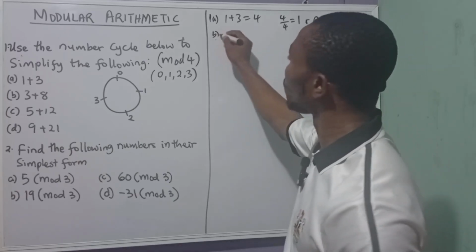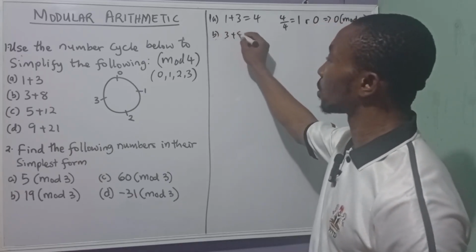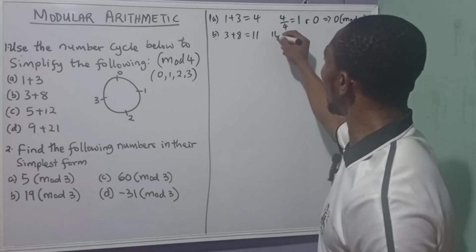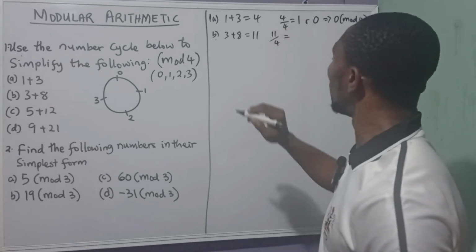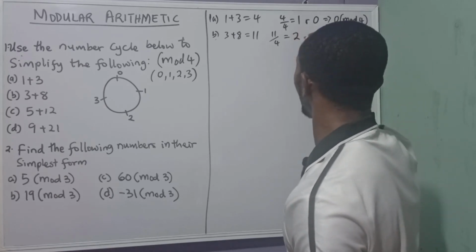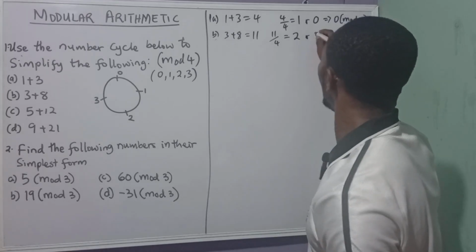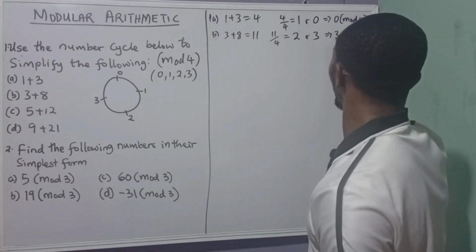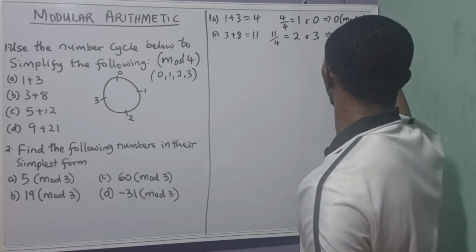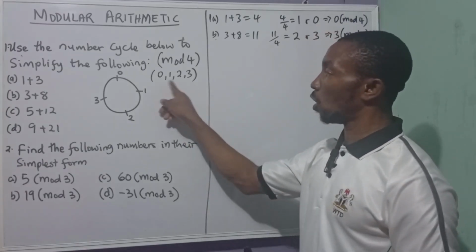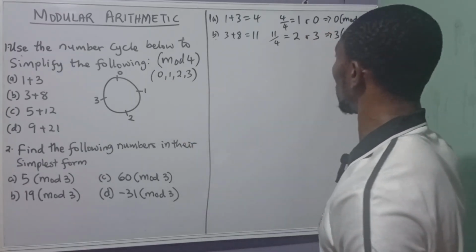For 1B, we have 3 plus 8, which gives us 11. 11 divided by 4: 4 into 11 goes 2 times, which is 8, remainder 3. So this gives us 3 mode 4. As long as our remainder is still within the digits of the mode, we write it down.